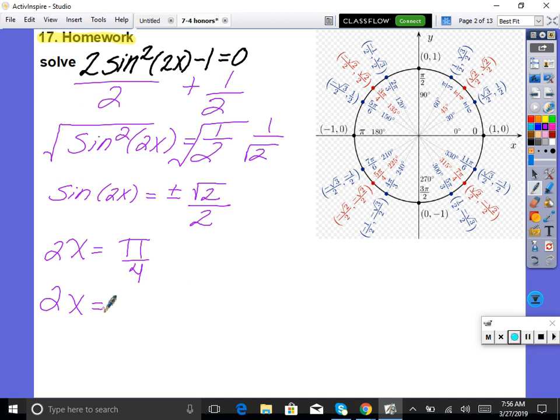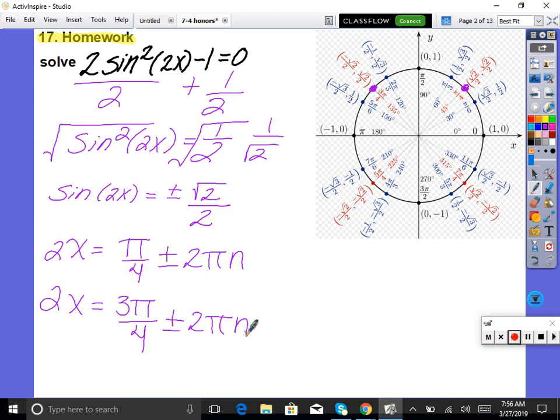Also, you were saying also right here, 3 pi fourths? Yes. Say true. And then, if we're here at pi fourths and 3 pi fourths, we've got to put our plus and minus 2 pi n.